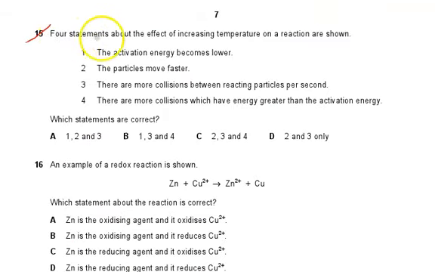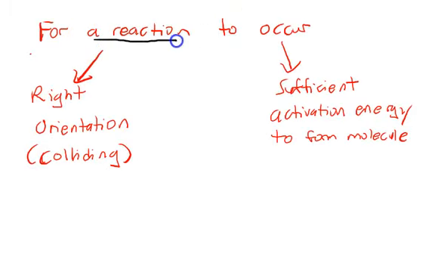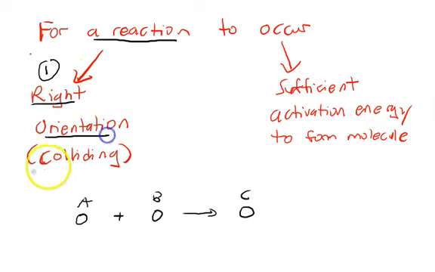Okay, number 15, the false statement about the effect of increasing the temperature on a reaction. Let me show you. For a reaction to occur, when you have A and another molecule B, they collide and form a product C. For this to happen, you need two things. One is the right orientation when they are colliding. They have to collide in this way. That's how they form the product.